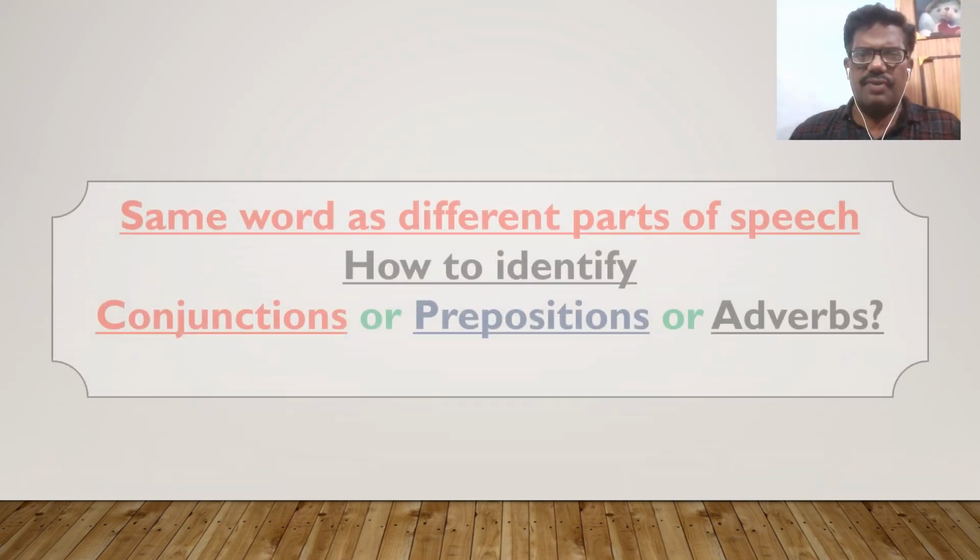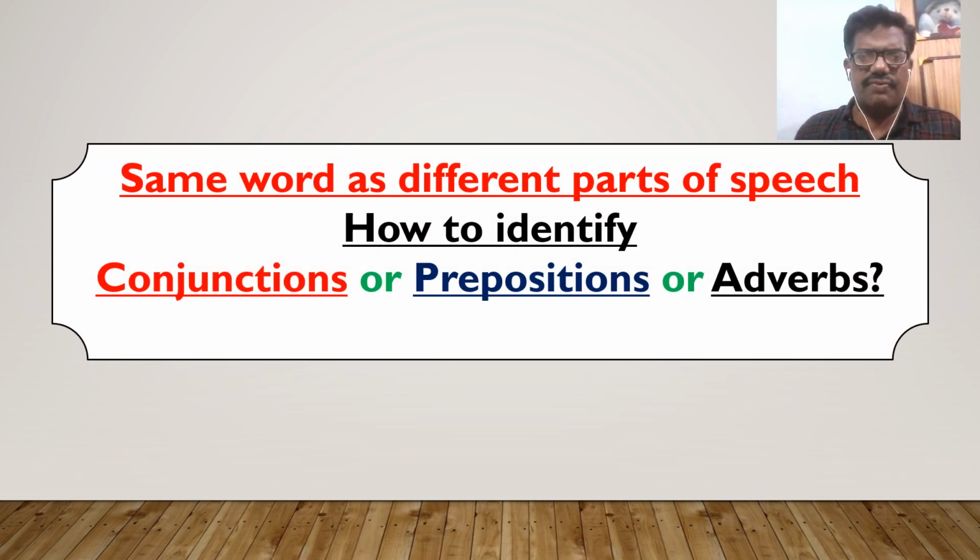In this video, I would like to share with you the topic: same word as different parts of speech. How to identify whether a particular word is a conjunction or a preposition or an adverb. Sometimes we come across the same word functioning as different parts of speech in a text, but our children may find it difficult to identify whether the word concerned is a conjunction or preposition or an adverb. Here are some clues.